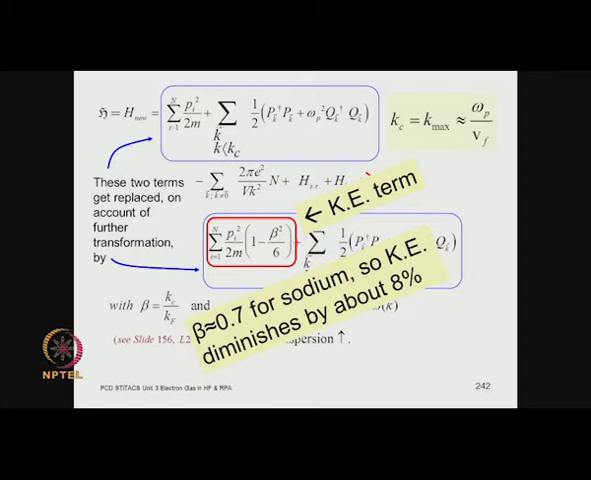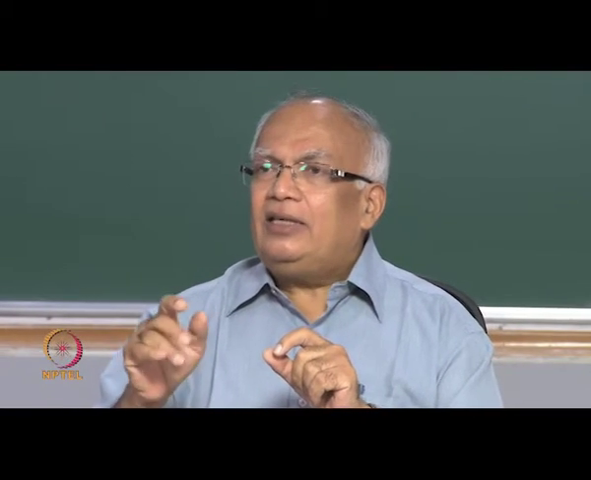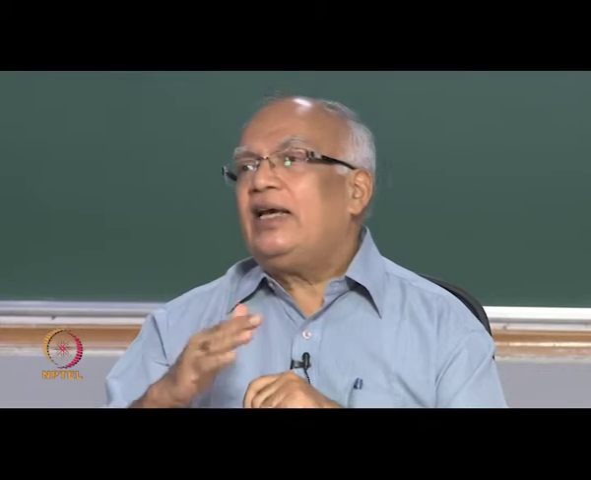So, I will just quote a result for one of the metals, like for sodium atom, beta turns out to be nearly equal to 0.7, and the kinetic energy, because you have to subtract from this 1, you have to diminish this term beta square by 6. So, the kinetic energy is diminished by about 8%. So, there is a certain small correction that you are led to because of this second canonical transformation.